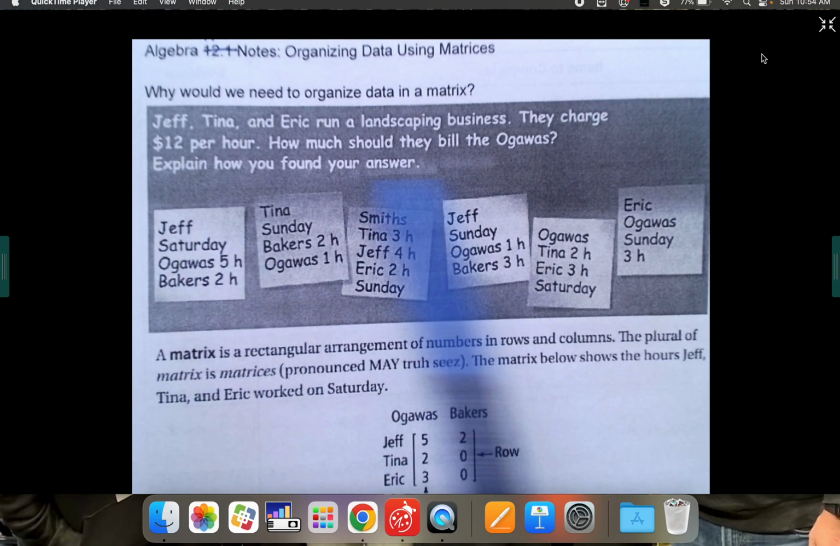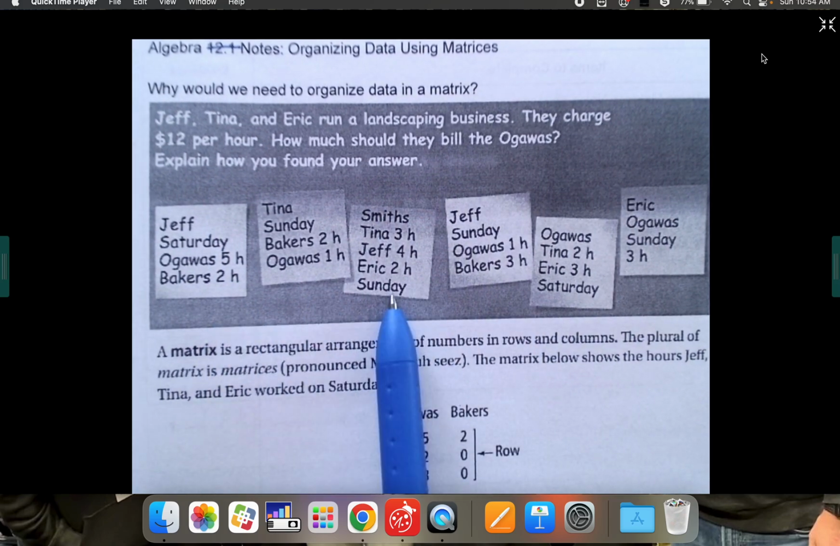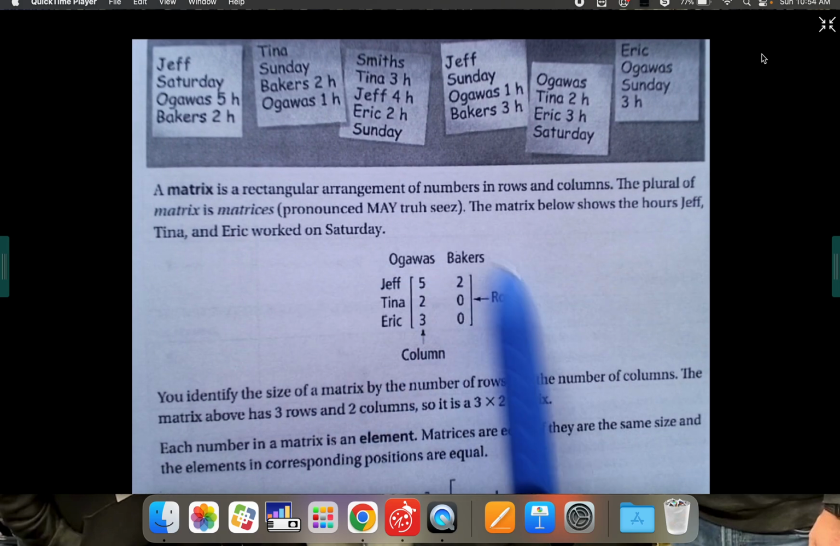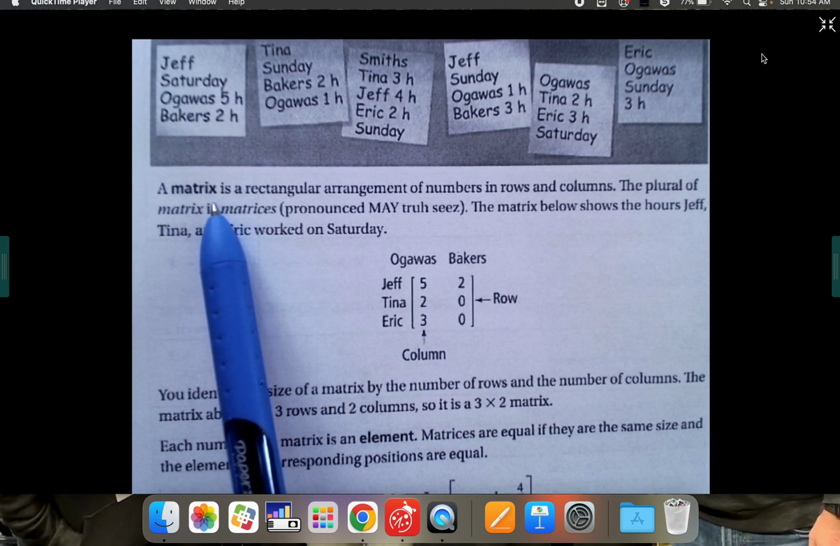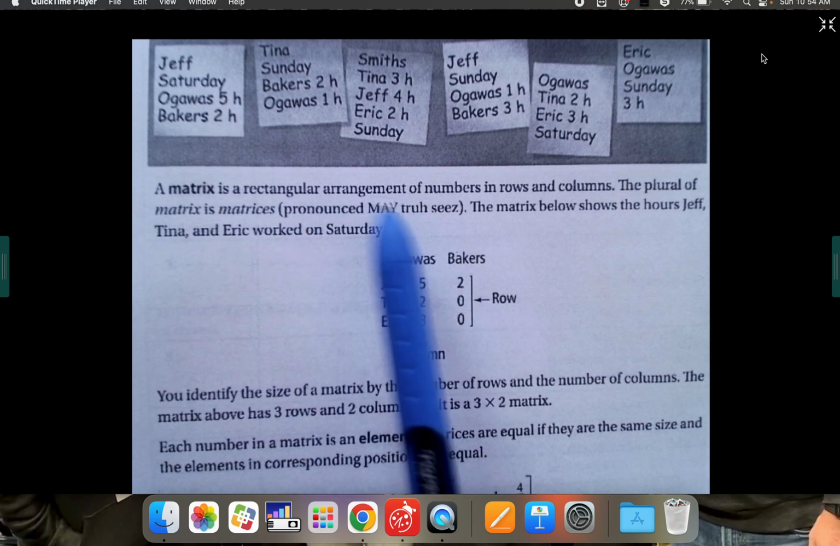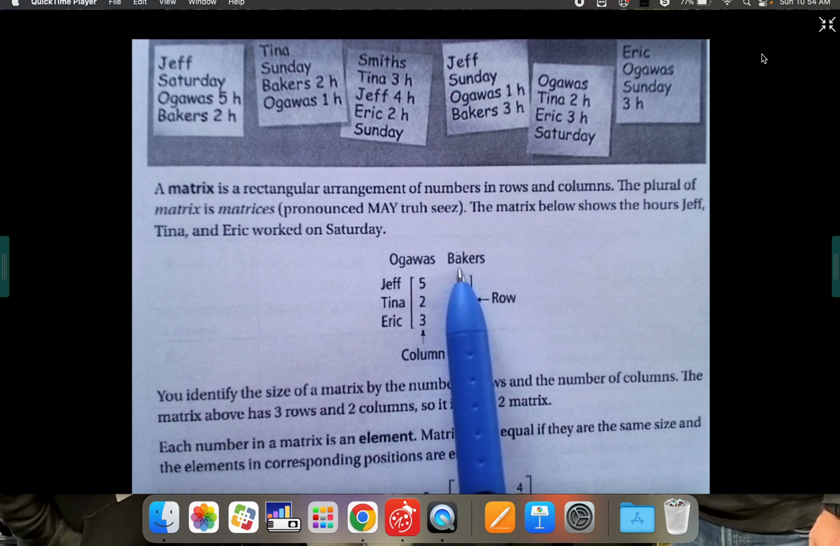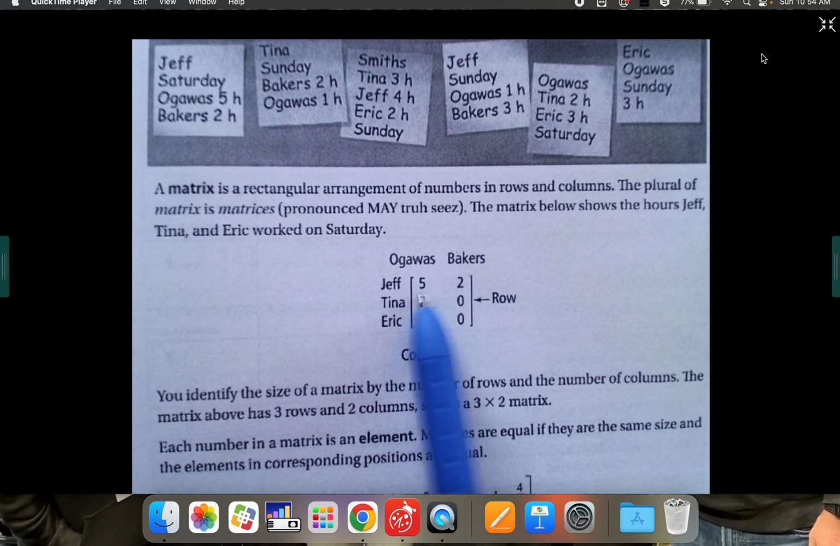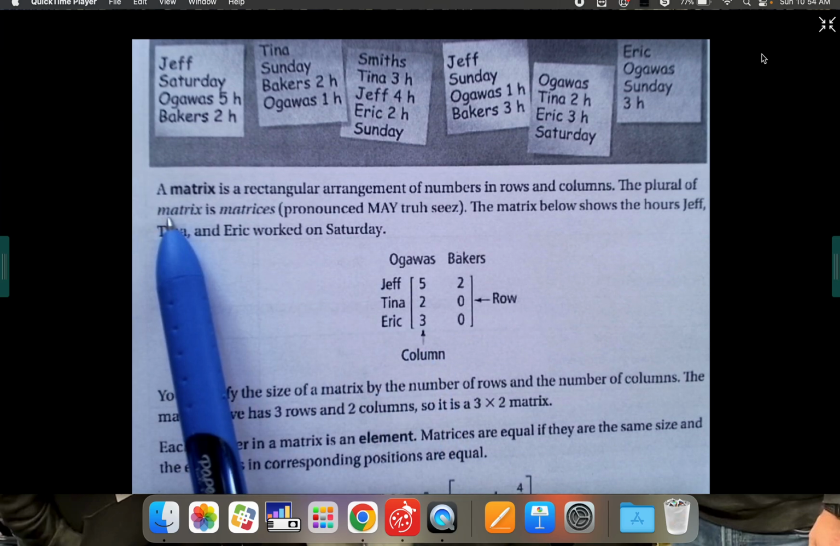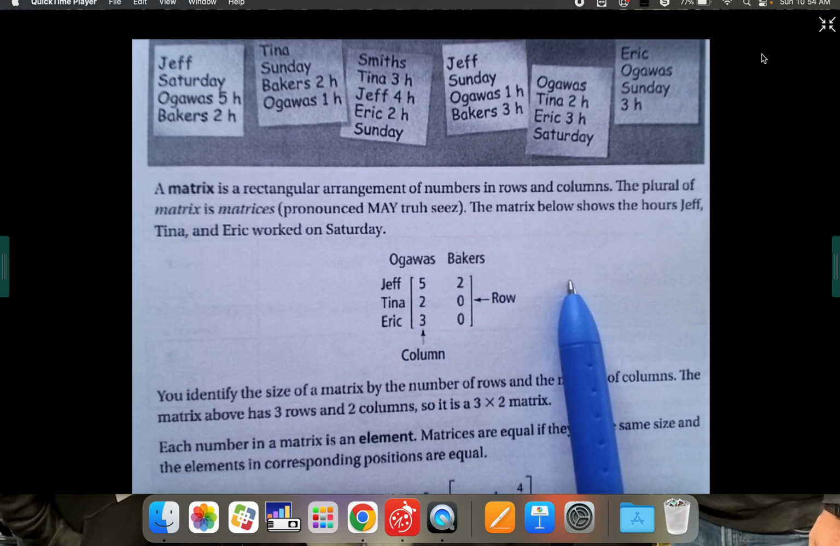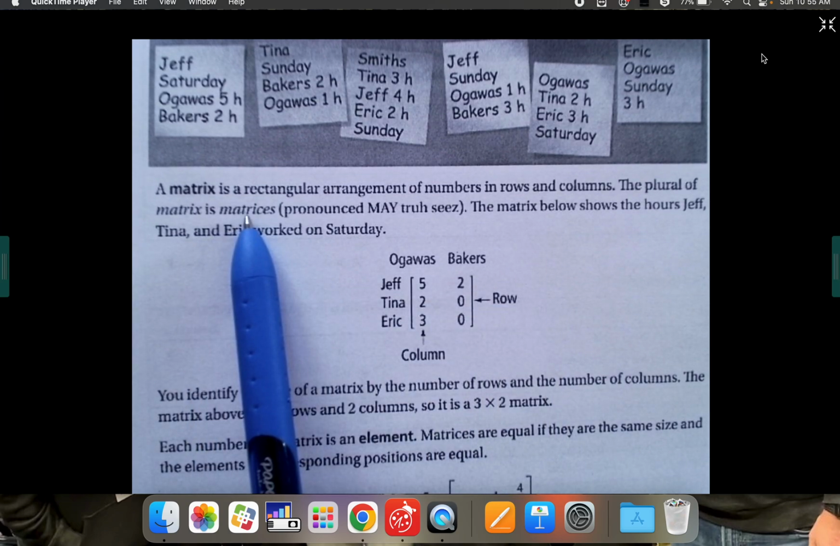So a better way than just writing it all on what looks like sticky notes is to make it into a matrix. A matrix is a rectangular arrangement of numbers into rows. The rows go left to right, as it's pointing out here, and columns. Columns are the ones that go vertically up and down. The plural of matrix, if we have multiple matrices, would actually be matrices.